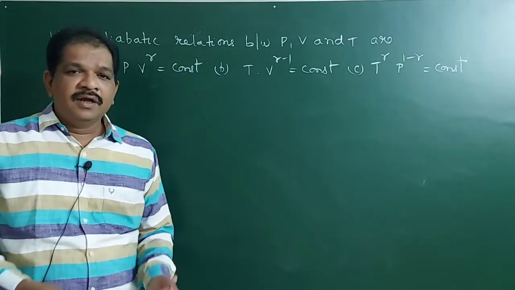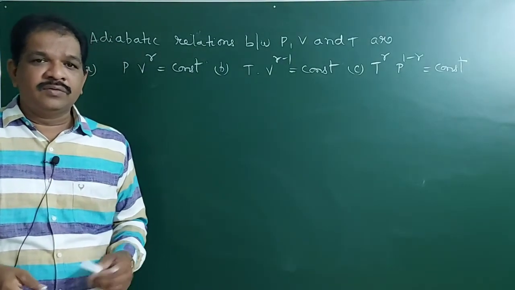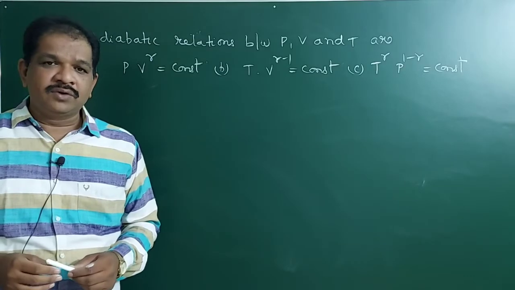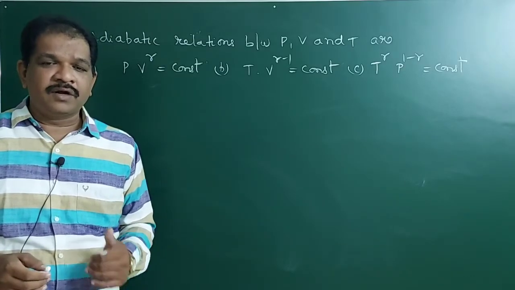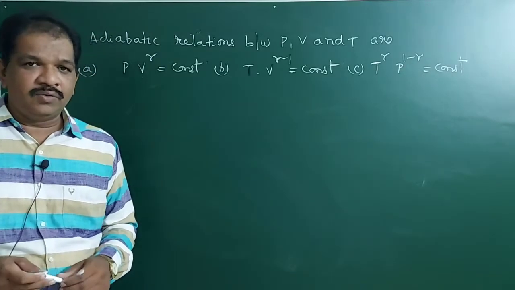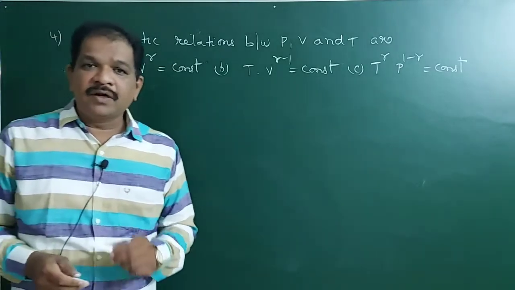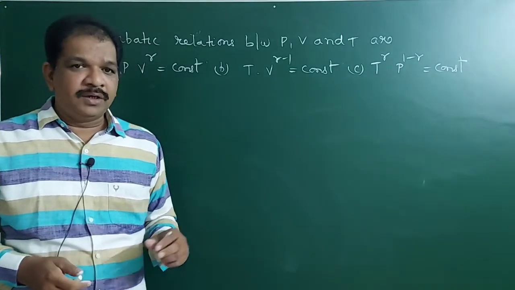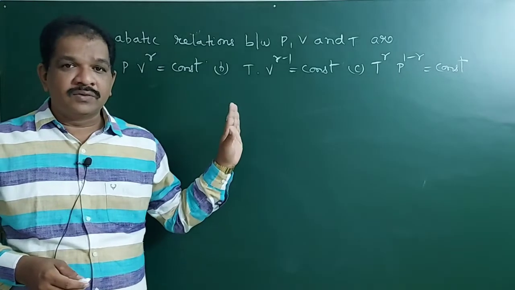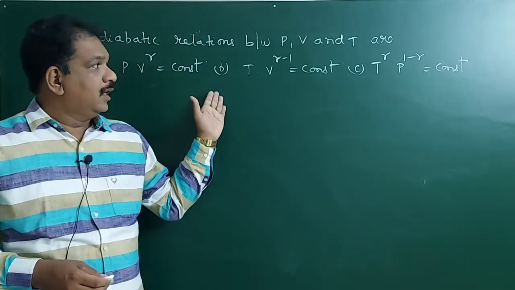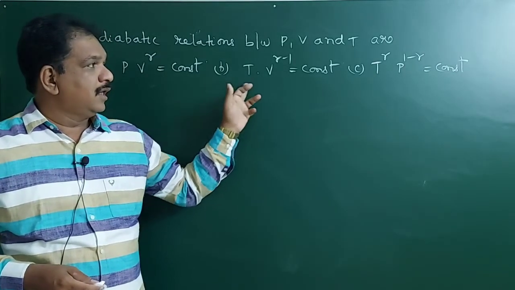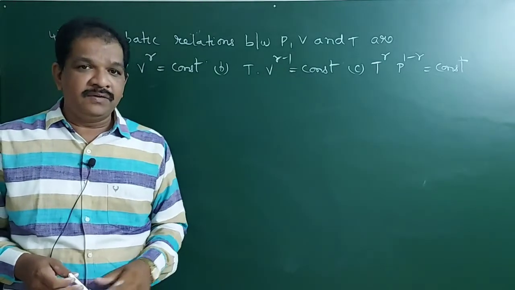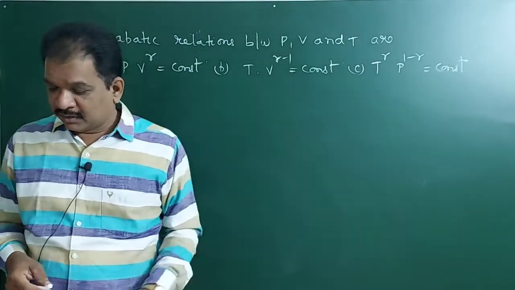These are the isothermal relations, you know. P1 V1 is equal to P2 V2. V1 by T1 is equal to V2 by T2. P1 by T1 is equal to P2 by T2. Those are isothermal relations. For the adiabatic process, the relations between P, V, T are the ones we just wrote.